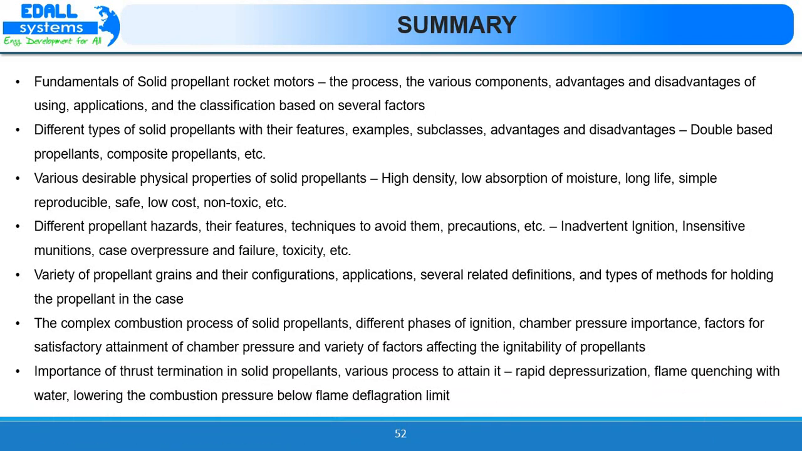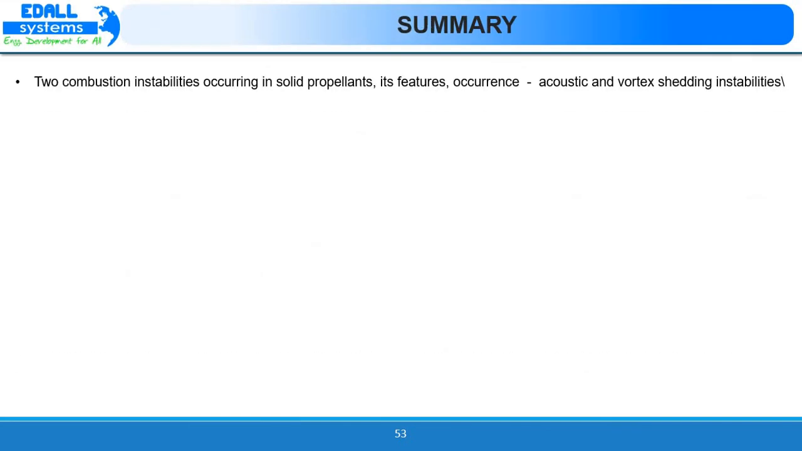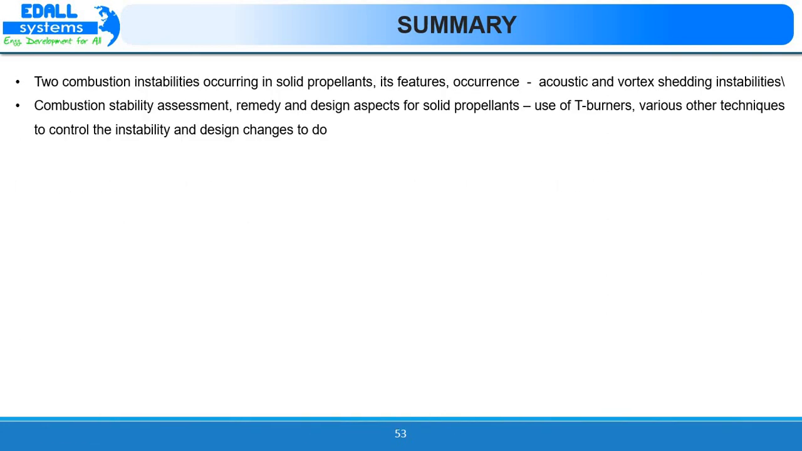Then we discussed the importance of thrust termination in solid propellants, the various processes to attain it, that is rapid depressurization, flame quenching with water, lowering the combustion pressure below the flame deflagration limit, and we saw that rapid depressurization is the most suitable method to attain thrust termination for development projects as well as when the rocket is flying at high altitudes. Then we saw two combustion instabilities occurring in solid propellants, their features and occurrence, that is acoustic and vortex shedding instabilities, we saw in detail.